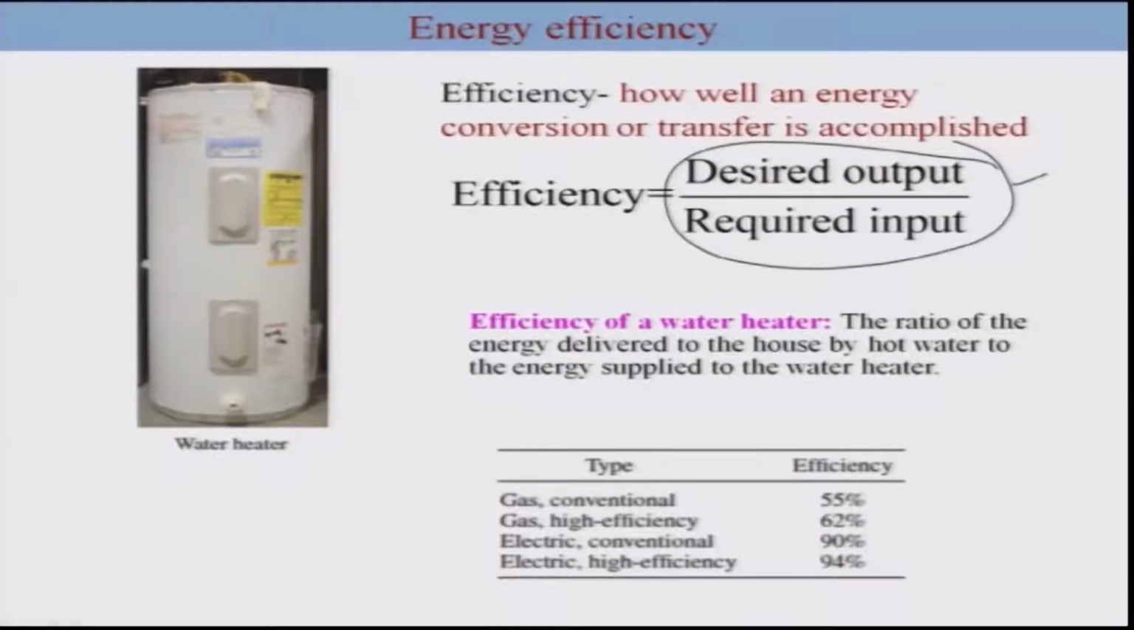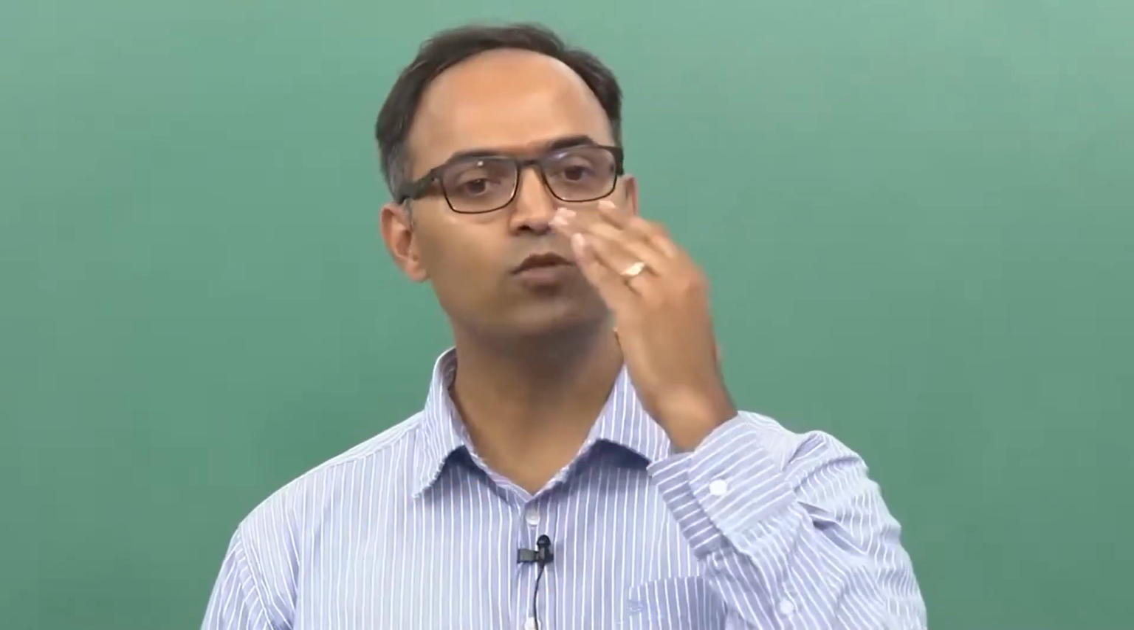So let's take the water heater. What you have typically at home, the efficiency is defined as the ratio of the energy delivered to the house by hot water to the energy supplied to the water heater. So whatever the water being heated, how much energy it contains and what you use, that is divided by the energy supplied to the water heater. So it's a simple ratio.